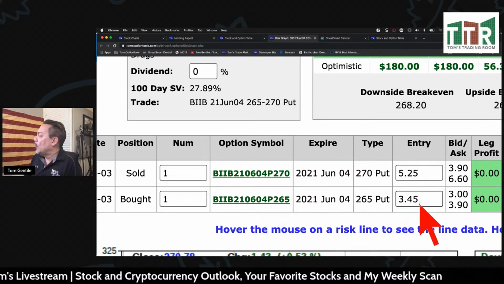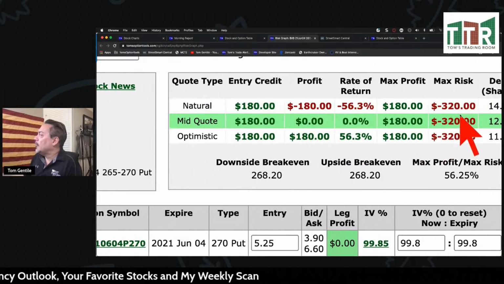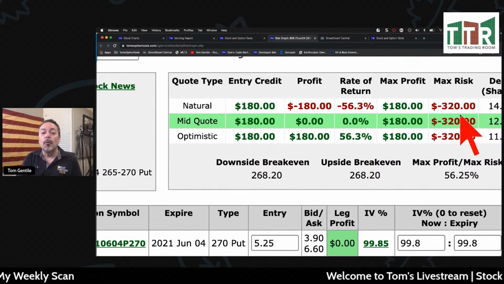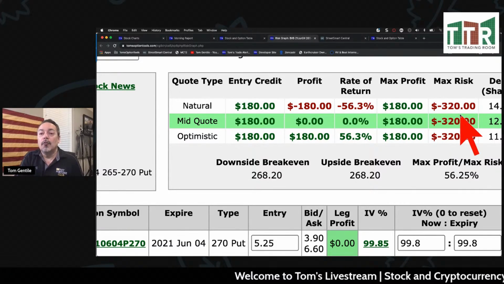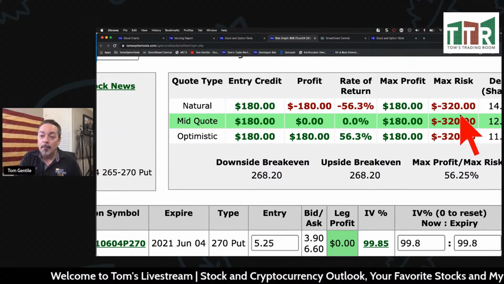I'm paying $345, so I'm going to bring in $180. My risk is going to be $320. All right, that's the laws of probability. You're always going to risk more than you can stand to make, but it's a probability trade.